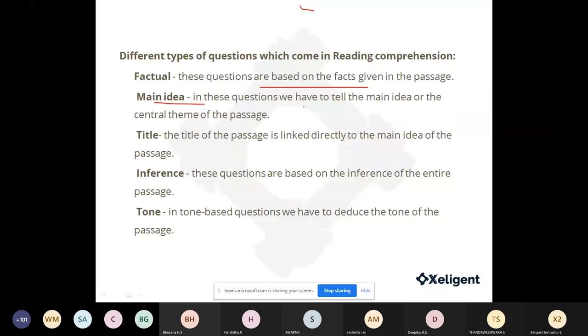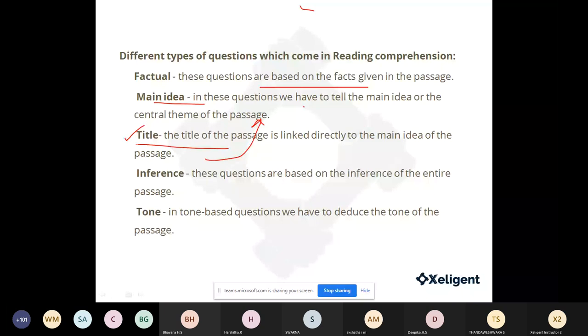And the third question is title. What is the title which you can give to the passage? This title is again linked to the main idea of the passage. Once you figure out the main idea, you can also figure out the title. The title is not the conclusion. The title is something which you give for the overall central theme of the passage. If you read every paragraph given in the passage, you will get the title. That is the overall thing which you give for the passage. And this kind of question you can answer by eliminating the options. That's one trick which we follow.